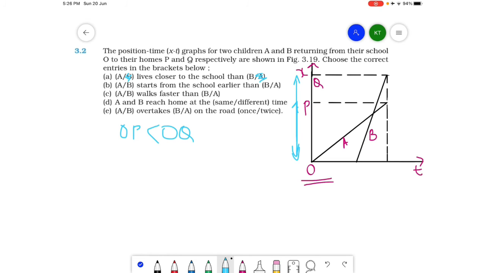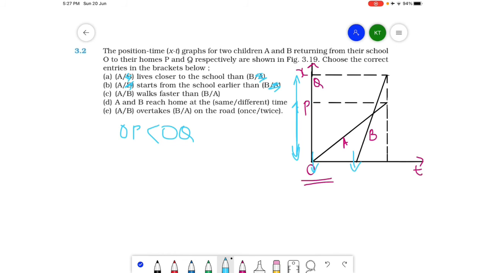Second part of the question. A or B, who starts from the school earlier? So we see that A starts from the school from this time, B starts from the school from this time. So from the graph, we can determine that A starts from the school earlier than B.